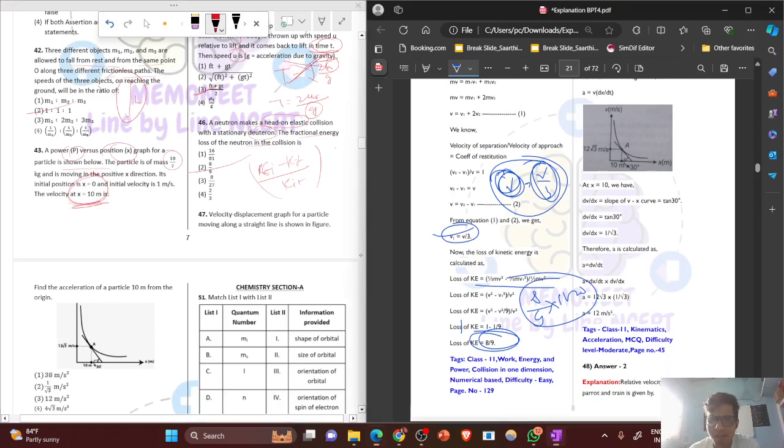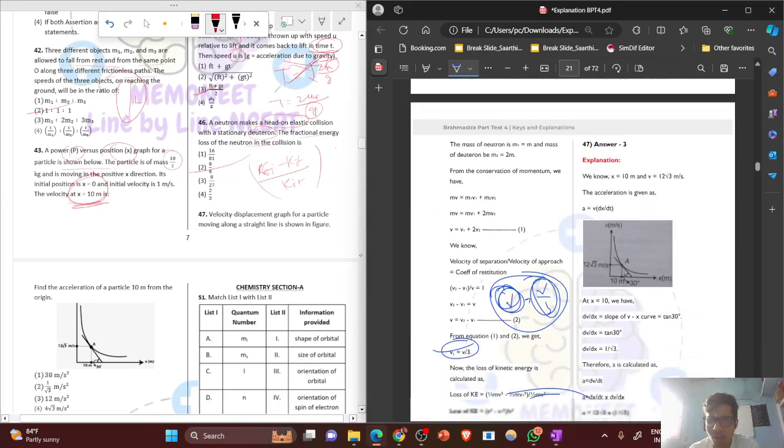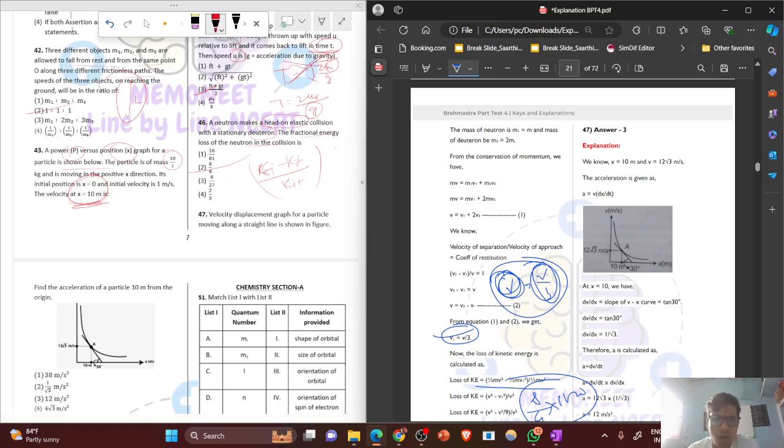Now moving ahead, velocity displacement graph for a particle moving in a straight line. So it's a velocity displacement graph. Okay. So acceleration is asked. Acceleration you know is v dv by dx. So just a dx is equal to v dv. Do integration. X varies from where to where, and v varies from where. Sorry, the slope is given. Okay, dv by dx is given.